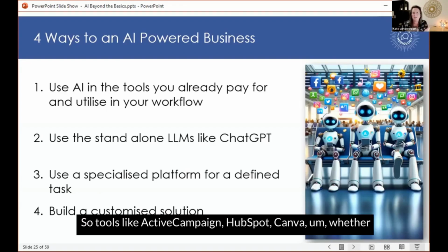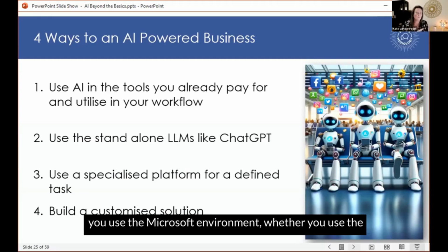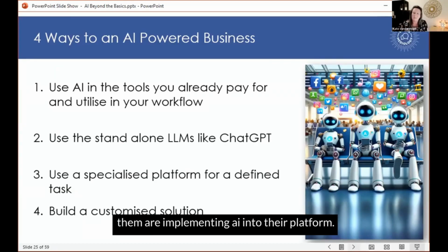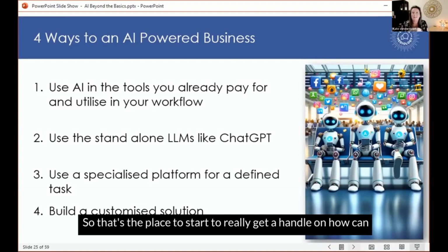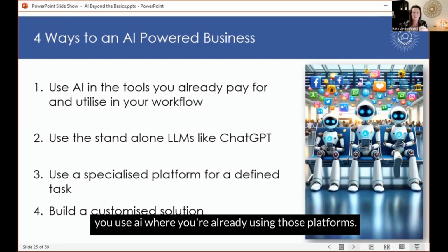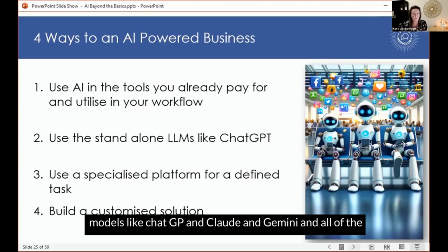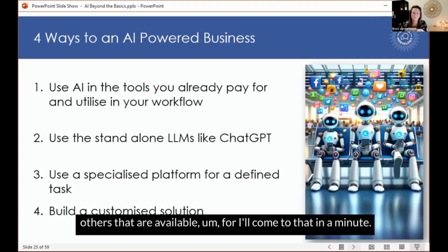So tools like ActiveCampaign, HubSpot, Canva, whether you use the Microsoft environment, whether you use the Google environment, all of them are implementing AI into their platforms. So that's the place to start, to really get a handle on how can you use AI where you're already using those platforms. Then you want to look at the standalone LLMs or large language models like ChatGPT and Claude and Gemini and all of the others that are available.